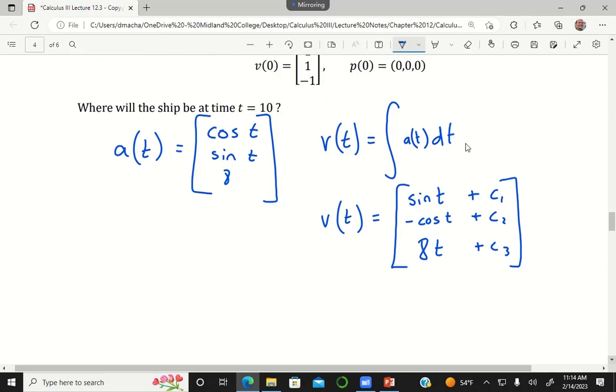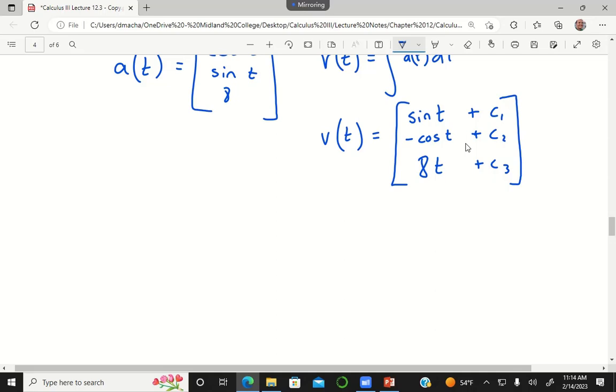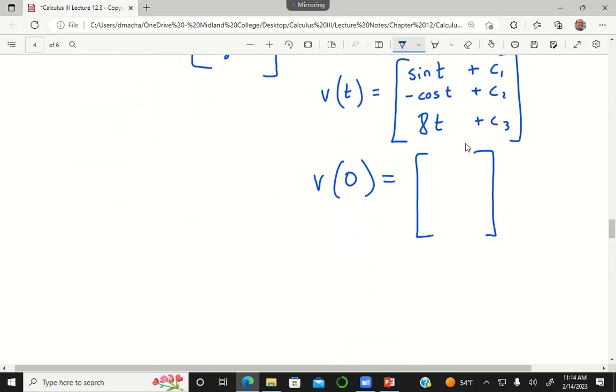I can figure out what those constants are by reminding myself that v of 0, my velocity at time t equals 0, had to be 1, 1, negative 1.